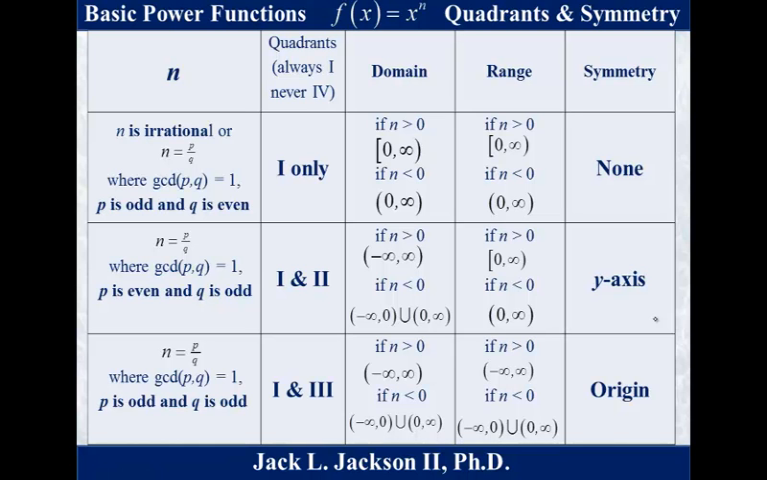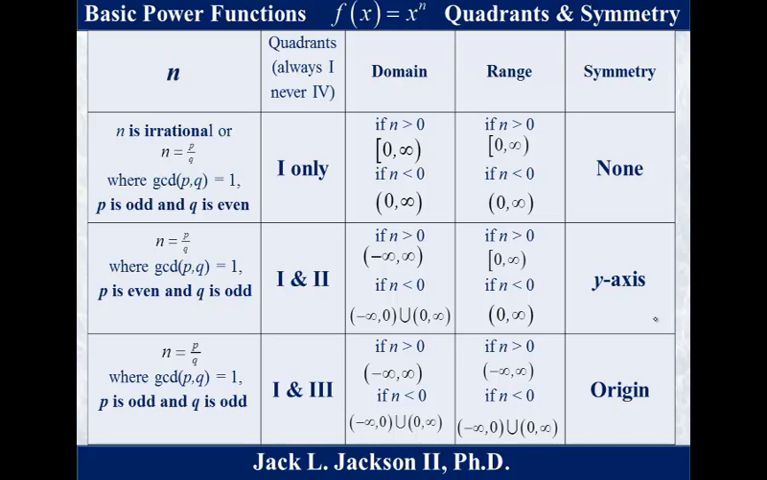Okay? So if n is irrational, or it's a rational number with an even denominator when it's reduced, an odd over an even, then it's only in quadrant 1. Notice what happens with a negative number. If you raise it to an odd power, you get a negative, and you try to take an even root of a negative, you get a non-real number.